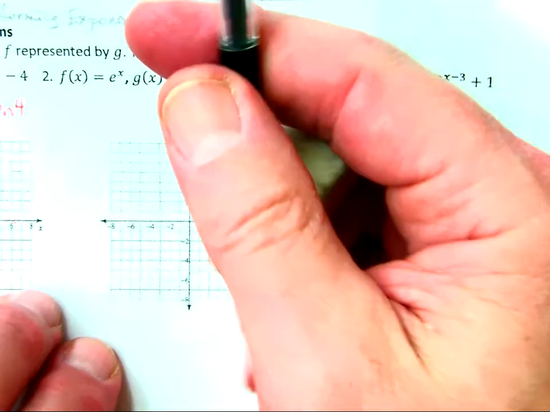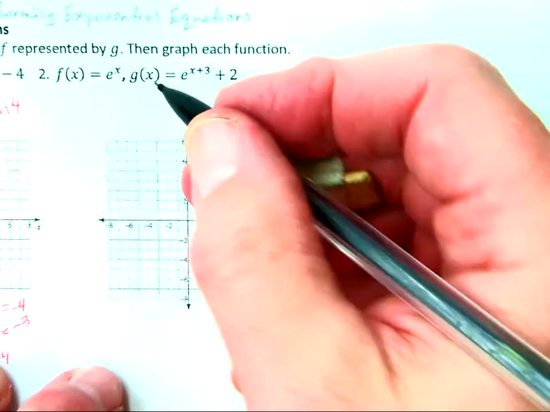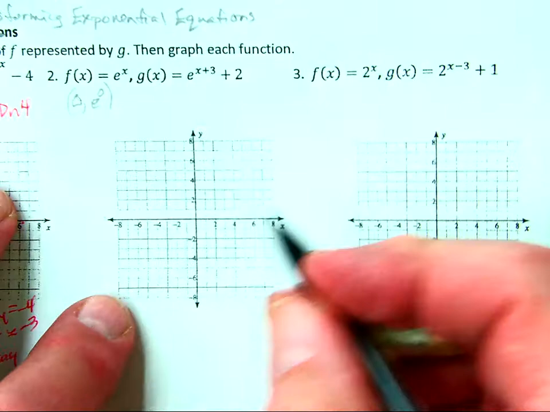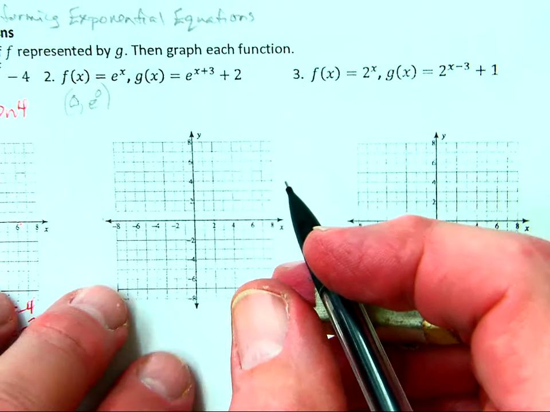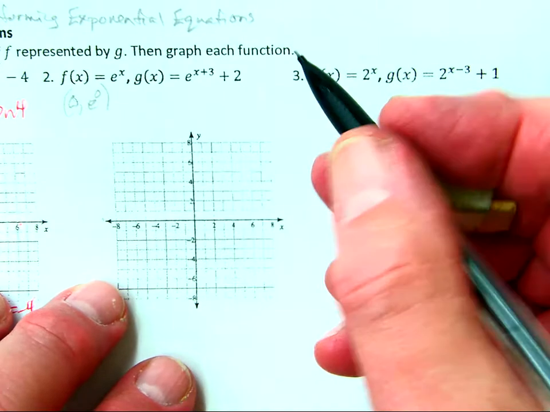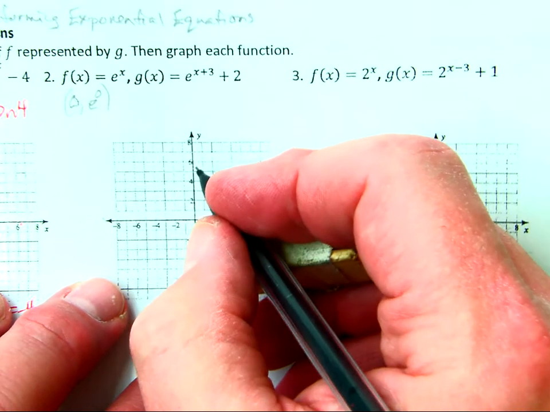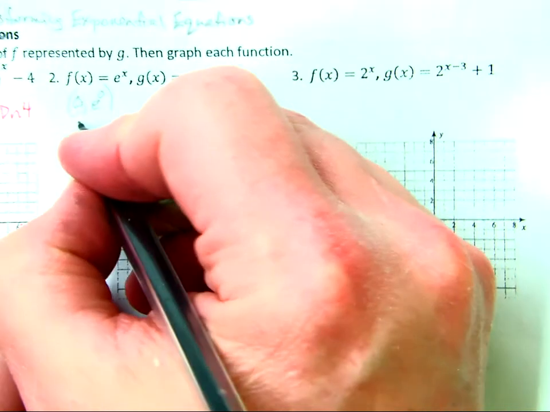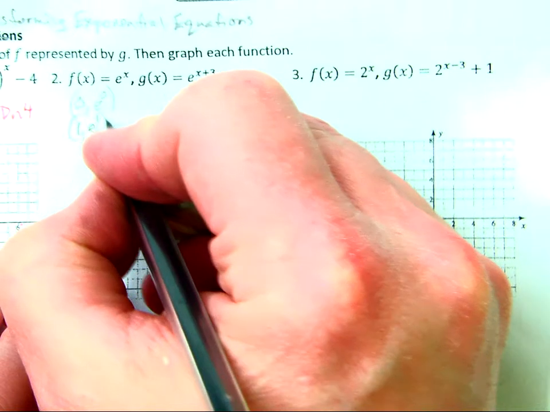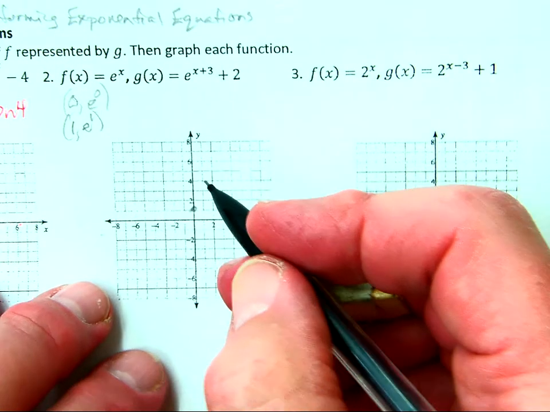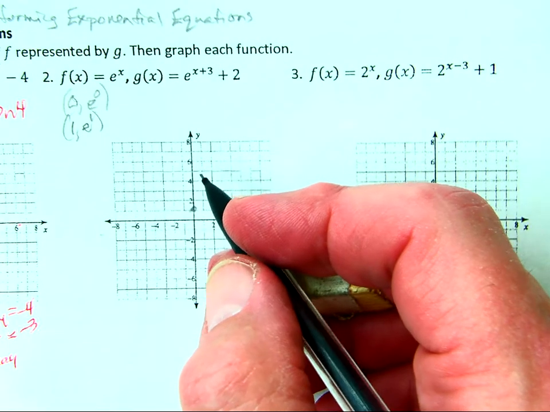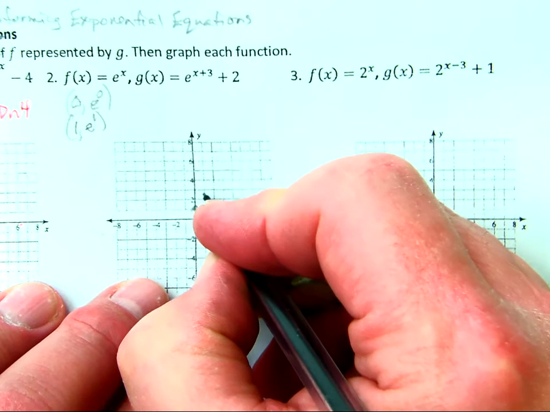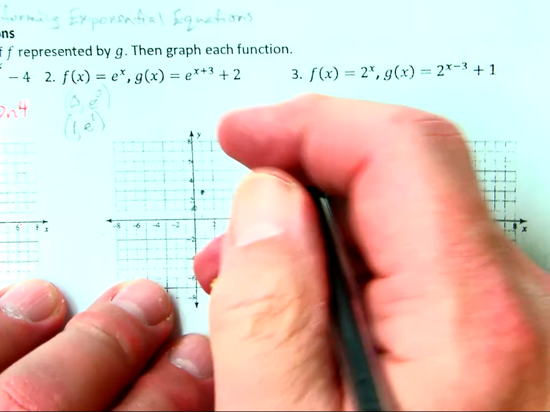This next one is e to the x. Well, if we put in 0, e to the 0 is 1. Almost anything to the 0 power is 1. The only one that's not is 0 to the 0. So 0, 1. Well, if we put in 1, that's e to the first. Well, e is 2.718. So at 1, we're about 2.7, so we approximate that.